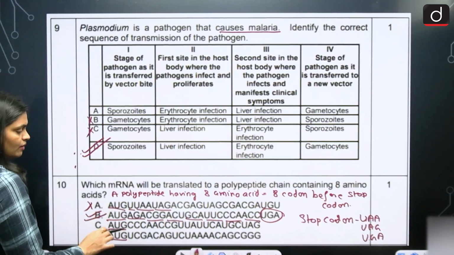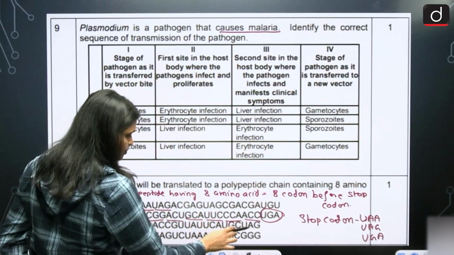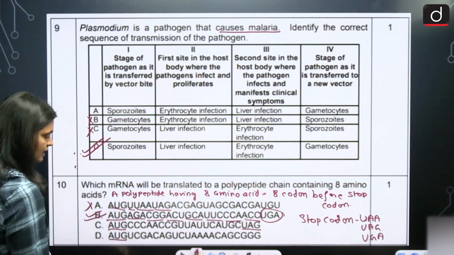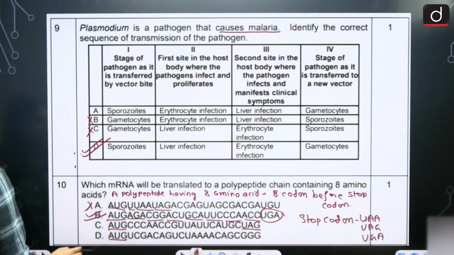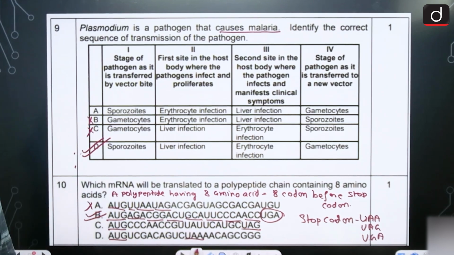Okay. Here also see you have UAG initially, it is coming before 7, before 8 itself. Okay. So like this, here you have UAA before 8. So like this you have to check how many codons come before the stop codon.